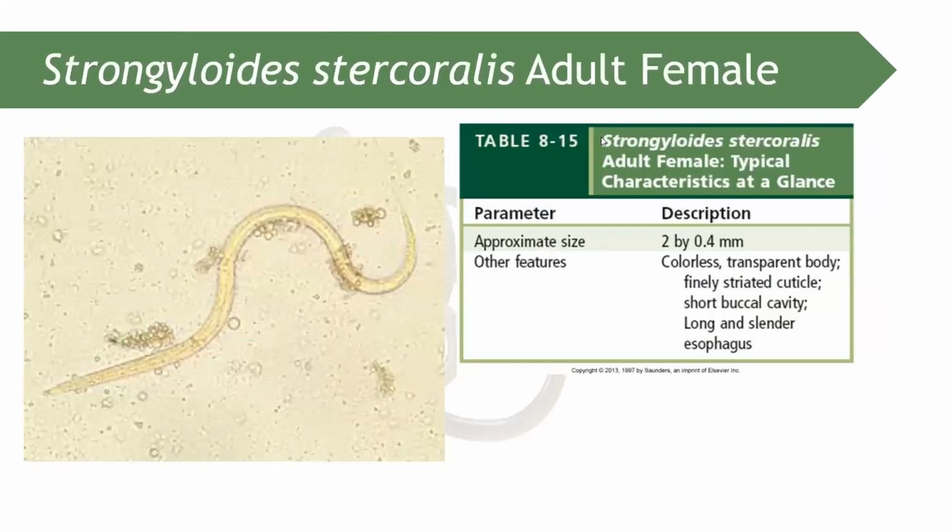Okay, now for the adult, this is the adult Strongyloides stercoralis: colorless, transparent body, finely striated cuticle, short buccal cavity, long and slender esophagus.